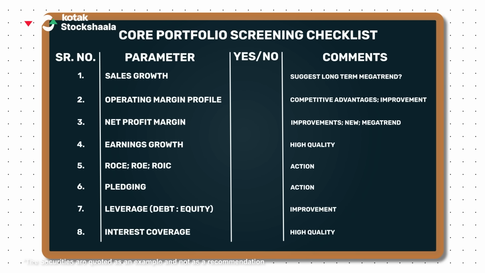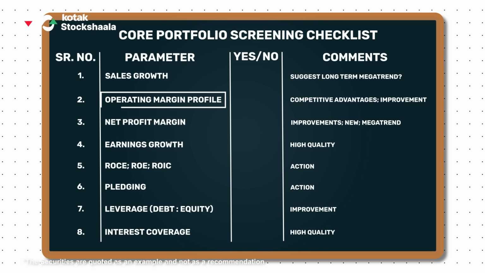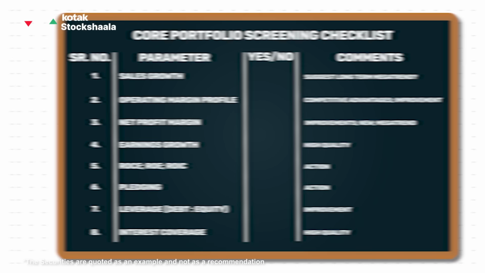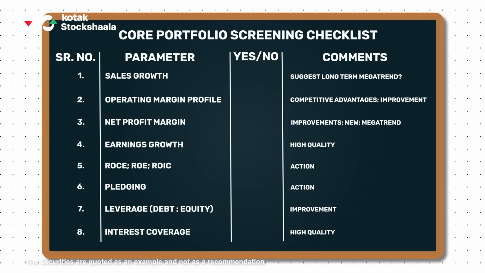The second parameter, if you look at my screen, is operating margin profile. Now, any company which has a good competitive advantage will have very high pricing power over its customers and suppliers. That means it is able to earn higher operating margins compared to its competitors. So that is what competitive advantage and improvement gets covered in the second parameter.